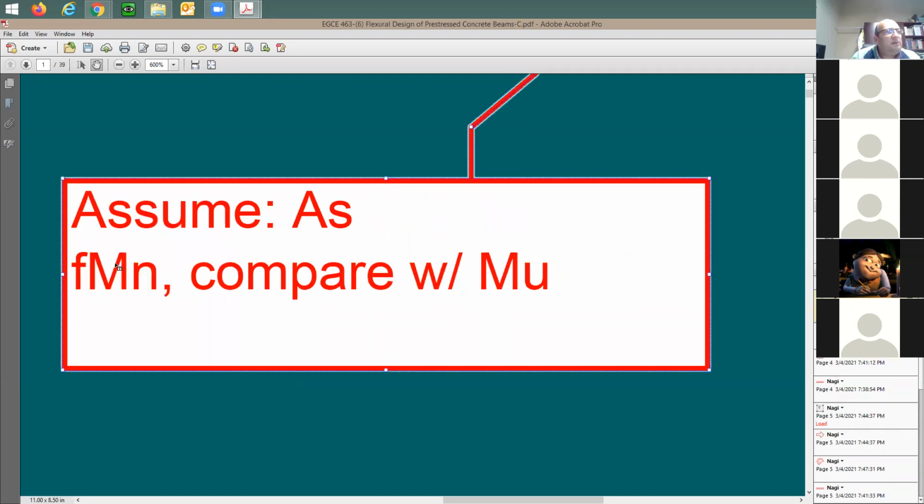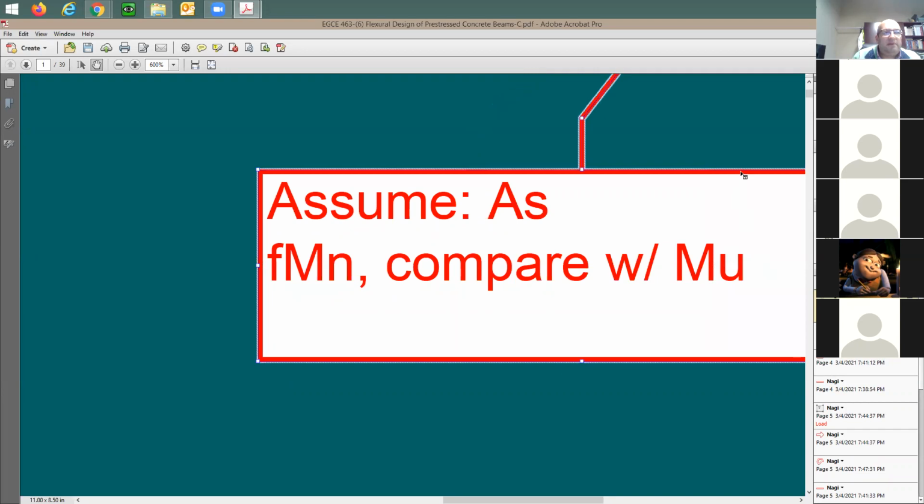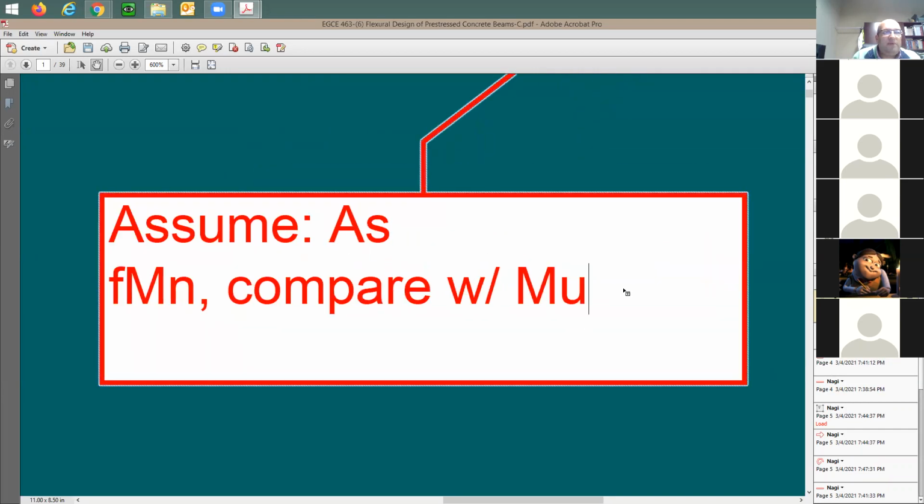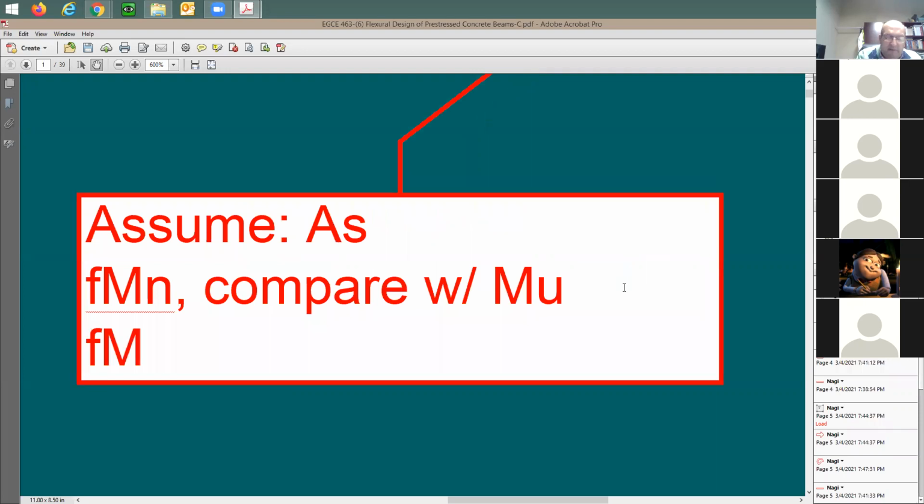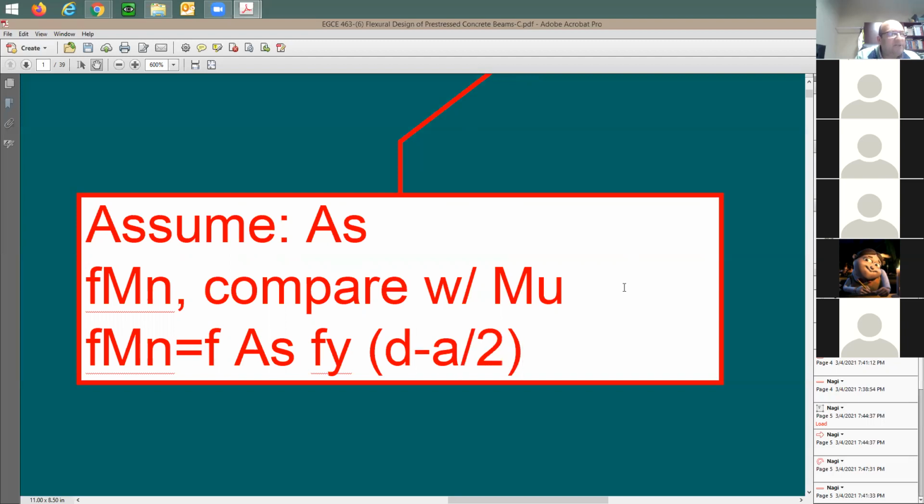Yeah. Okay, but there's another way of doing it. What you can do here is say phi Mn equals phi, I'm gonna just call it like F, times AS times Fy times (d minus a over 2). Anyone recognize this equation? Yes. So again, in concrete design, you can have here two options. One option to assume AS, and then you solve for phi Mn compared to M sub U, because M sub U you have it, right?